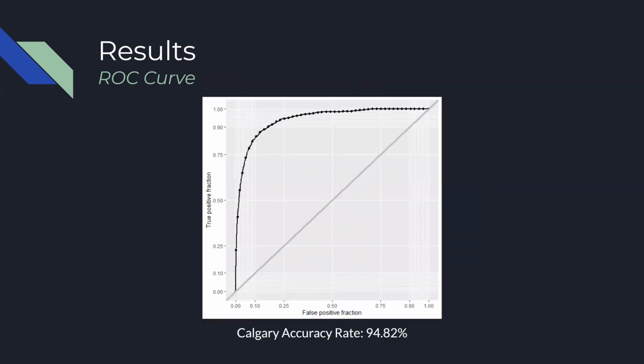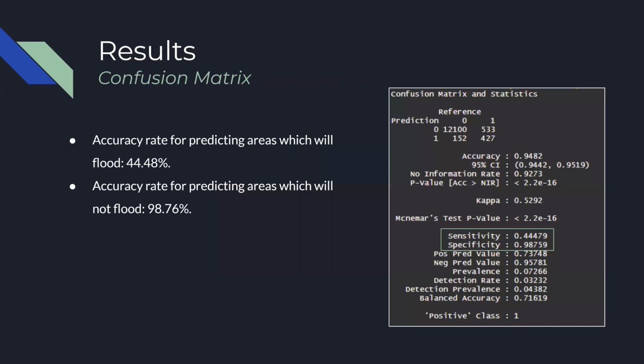This curve maps the fraction of true and false positives. The area under the curve is a great indicator of the accuracy of the model. This matrix provides statistics for the model results.